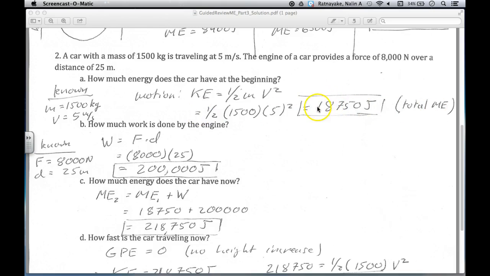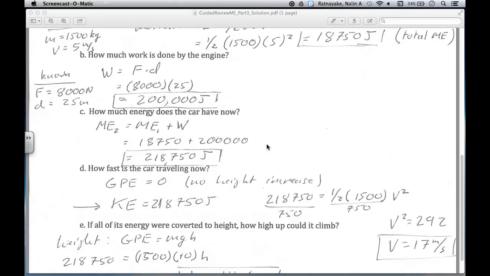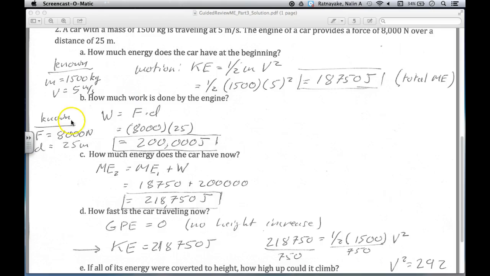And if all we have is kinetic energy, then this is all we have. So this is the total energy available, 18,750 joules. Part B, how much work is done by the engine? Well, things we know about the engine.